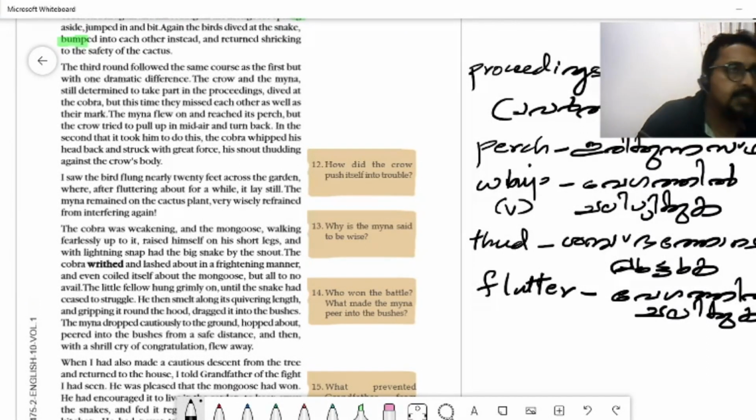Where have we reached? Yes, fluttering about for a while, it lay still, it fell down on the ground without any movement. Myna remained on the cactus plant very wisely. Myna was a bit more clever. Myna remained on the cactus plant, refraining from interfering again. Refrain.